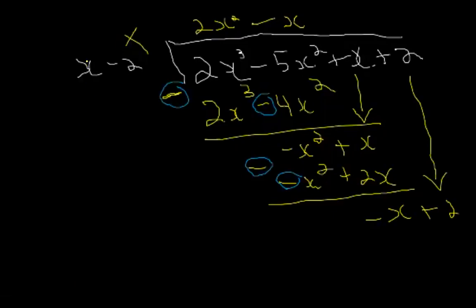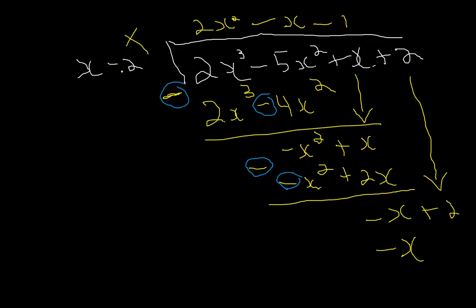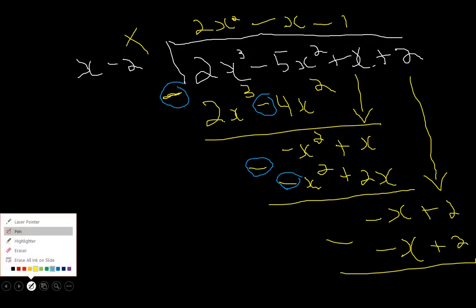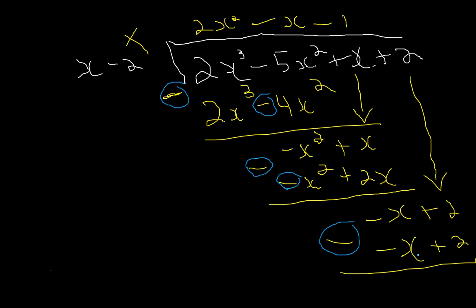Repeat the process again. X into minus x, that's minus 1. Minus 1 multiplied by x, that's minus x. Minus 1 multiplied by minus 2, that's plus 2. Why? A minus and a minus gives me a plus. Remember, we always subtract the terms. Minus x minus x gives me 0. Why? Because a minus and a minus is a plus. And then I have plus 2 minus 2, which is 0.